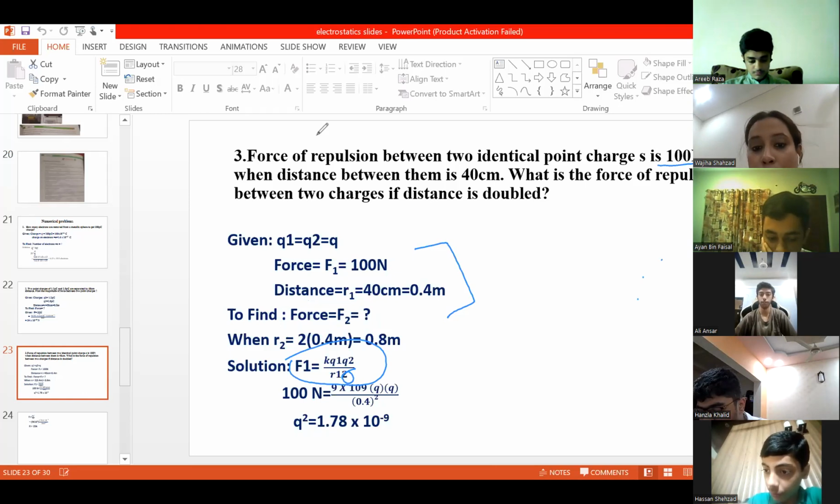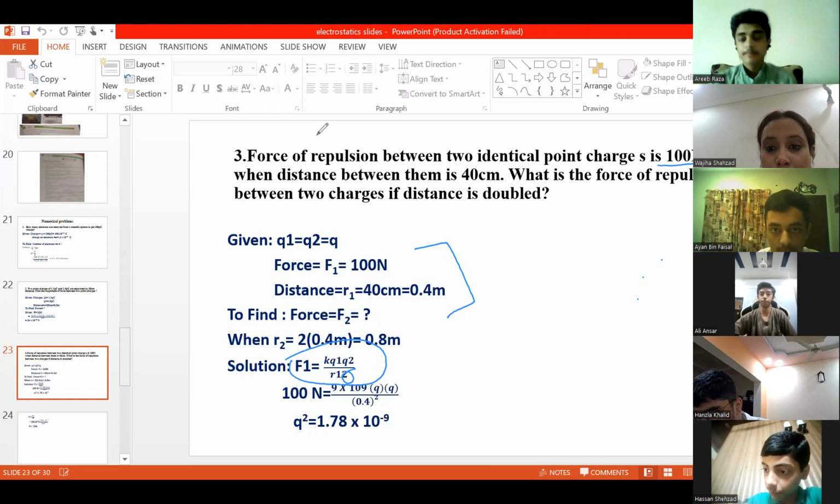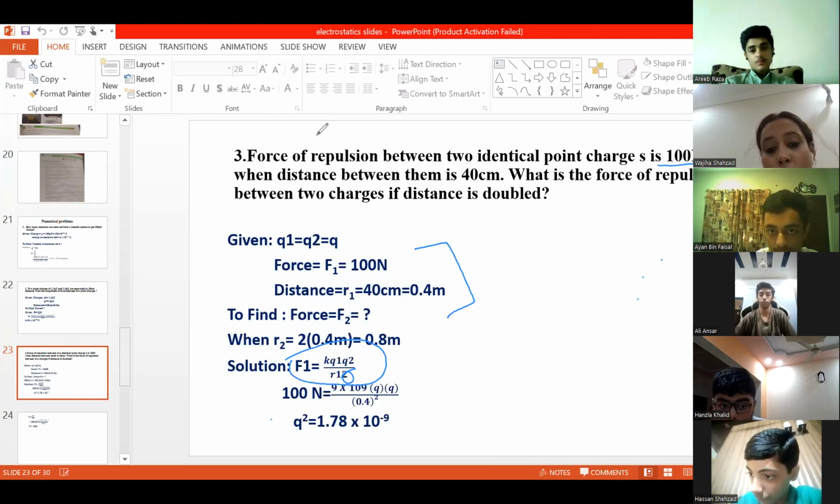By putting these values, we will get Q square is equal to 1.78 into 10 power minus 9.